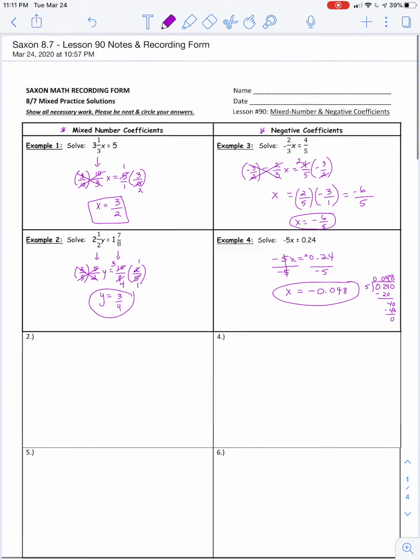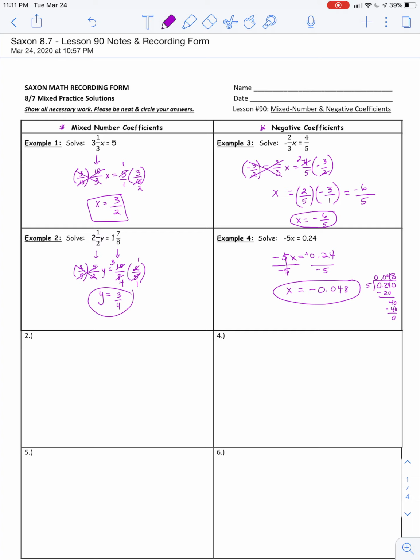Okay, guys, so that's basically the entire lesson for today. Have fun working those out. Just remember that when you have a negative number, you divide using the negative. See how we did the negative here? We didn't divide by just 5. We divided by -5. So just remember.